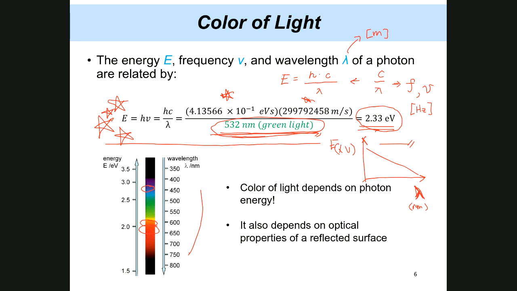So like this example, the color of light depends on photon energy. It also depends on optical properties of the reflected surface. So if you look at here, red or infrared has lower energy than purple.